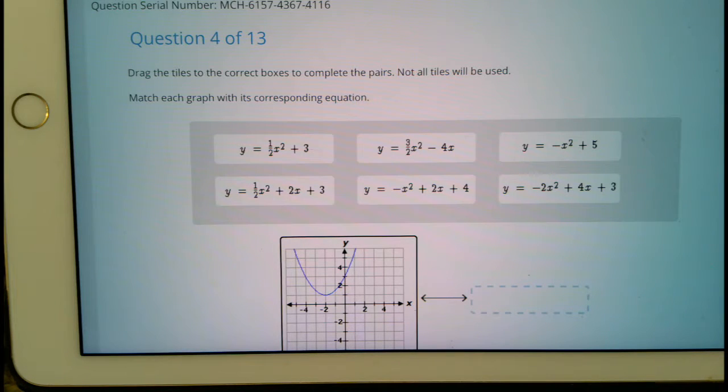Drag the tiles to the correct boxes to complete the pairs. Not all tiles will be used. Match each graph with its corresponding equation. So first of all, I just want to show you the pictures of the graph.